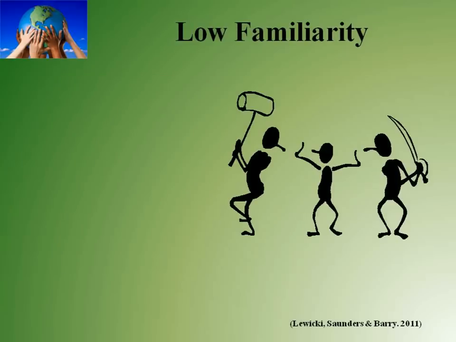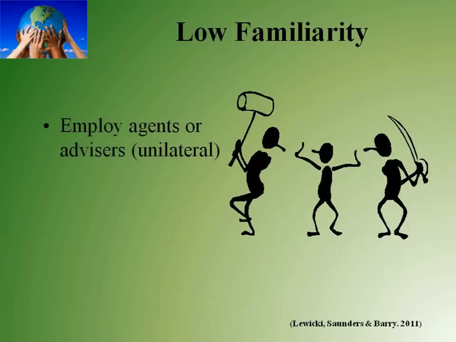If you have low familiarity, you employ agents or advisors, a unilateral strategy useful for negotiators who have little awareness of the other party's culture. You can bring in a mediator, a joint strategy. It encourages one side or the other to adopt one culture's approaches or to mediate the culture approach. You can try and induce the other party to use your approach, again a joint strategy, but the other party may become irritated or insulted.